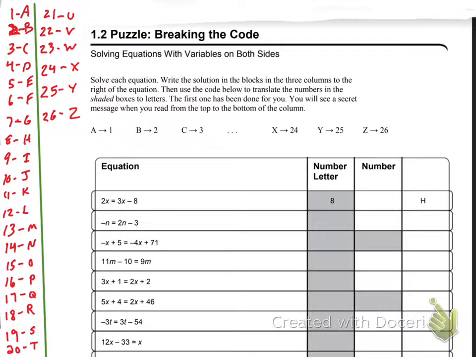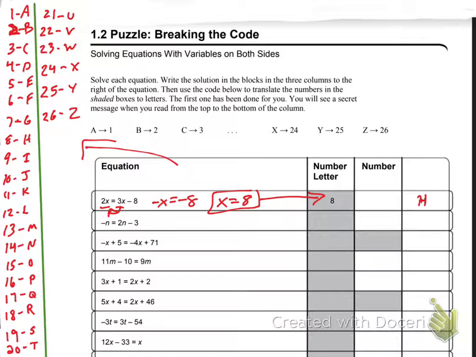All right, for this last page here, you can use what I wrote on the left, but what you need to do is you got to solve each equation. Okay, so like for the first one here, 2x equals 3x minus 8. So I take the 3x and I put it over here. I get negative x is equal to negative 8. So then x is going to be equal to 8. So I solve that. So 8 is the number letter. And then I can just go up here, and I go to the number 8, and that's going to be h. So my first one's going to be h.